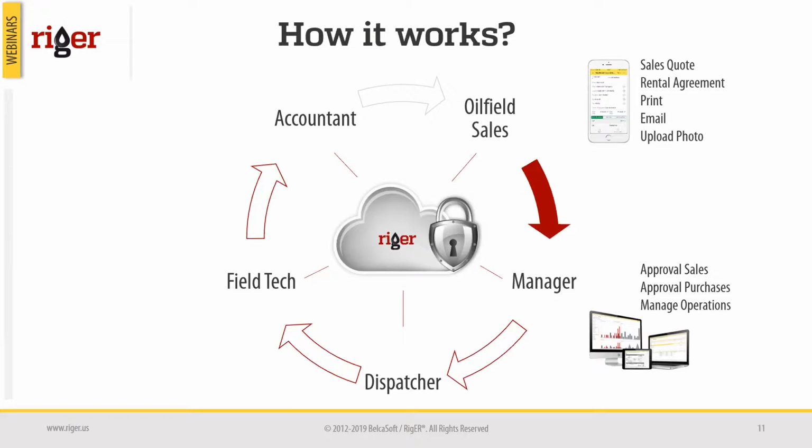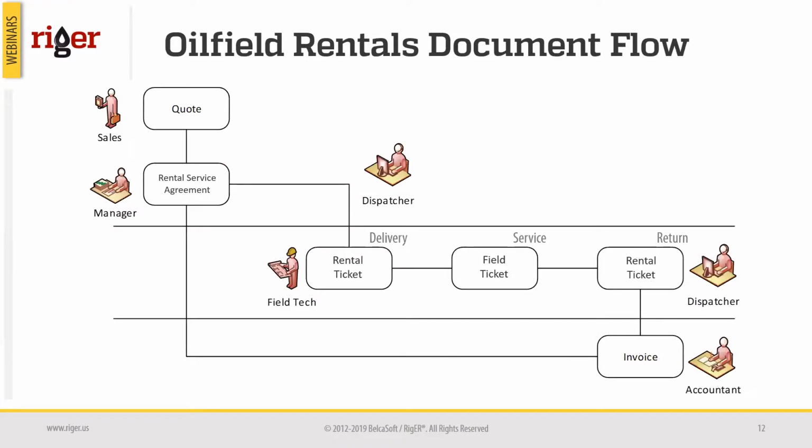So let's speak more about the rental service agreement. Moving to the next slide, you will see the general document flow in the RigER process, and it encapsulates everything in the rental service agreement itself. Whether you want to create a delivery ticket, provide a service, or do a maintenance or a repair, everything is going to be inside the rental service agreement. This is the main document, the main framework, if you will, in RigER, and it will always contain all the tickets inside it.